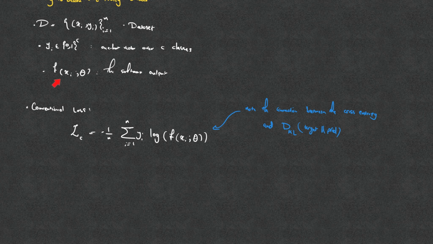In this notation, f of xi given the parameter set theta is the output of the softmax layer for this network, basically the predicted probabilities. The conventional cross-entropy loss for it is written like this. And as you know, the cross-entropy loss is closely related to the KL divergence of the target and predicted probabilities.